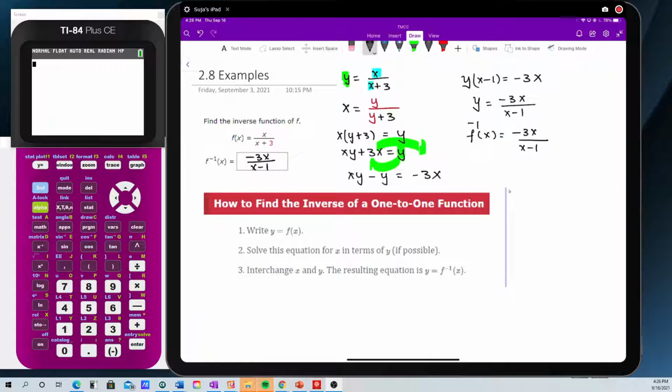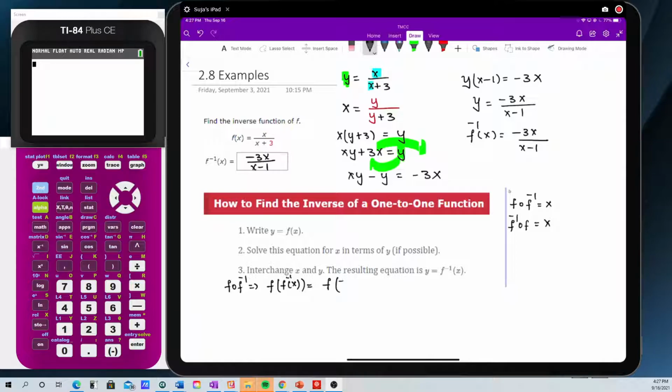Now how do I check for sure if this is my answer? If I take the composition of the function and the inverse, or the inverse and the function, then both ways I must get x. If I do get x, then my answer is correct. If I don't, then I did something wrong in creating this inverse function. So let me first start with f composed with f inverse of x. Again, the meaning is I'm taking the inverse function and putting it into the function.